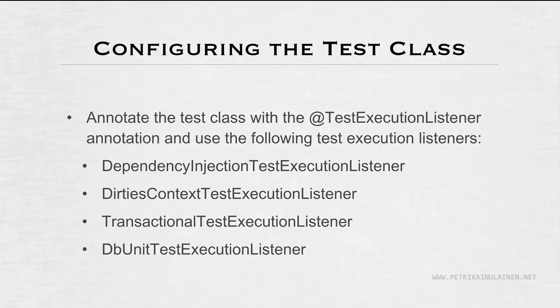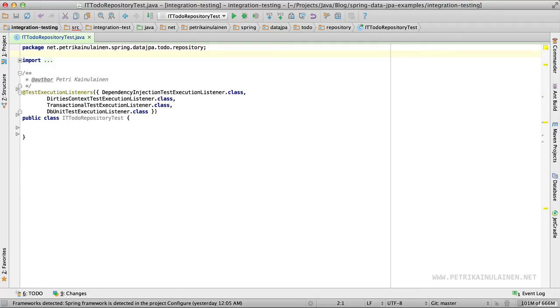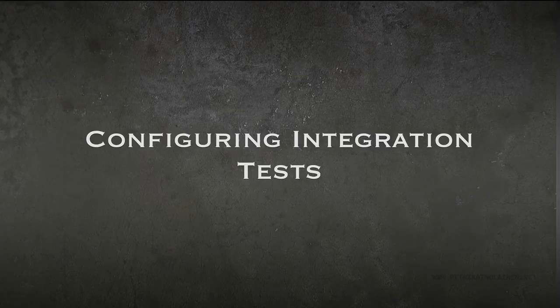Okay, let's take a look at how our test class is looking at the moment. After we have added the TestExecutionListeners annotation to our test class and provided the required listeners as its value, our test class is looking like this. We are almost finished with our configuration. However, there are still a few things which we have to do before we can start writing the integration tests.